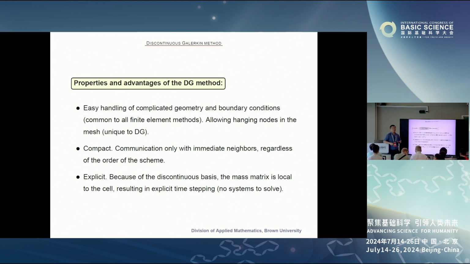So what do you get out of this scheme? There are actually several properties and advantages that I would want to summarize. First of all, this is a finite element method, so it can treat general geometry very easily. Just like I mentioned, I put down the formula in 1D, but in 2D triangles, 3D tetrahedrons, it will be the same. Also, it will allow hanging nodes. So this is sort of unique. Well, not unique, but it's easy to do in DG.